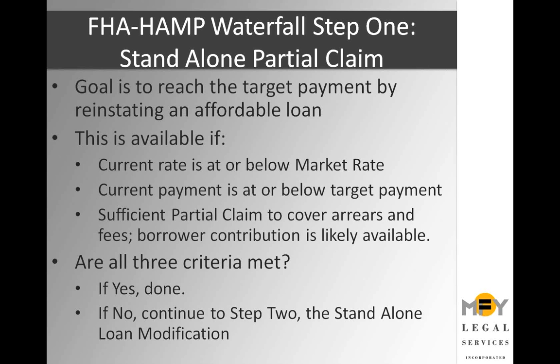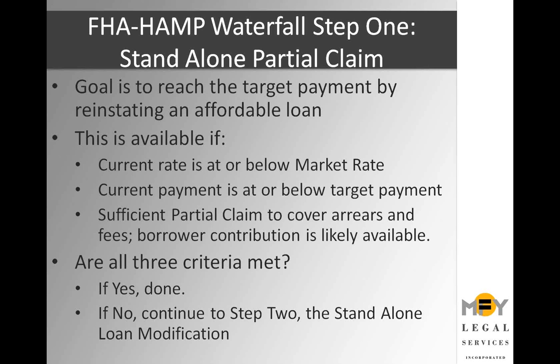The current payment also has to be at or below your target payment, basically meaning that it's affordable under that calculus that was just laid out on the previous slide. And there also has to be sufficient partial claim to cover arrears and the fees. And borrower contribution is likely available here. So basically that means that the arrears and fees can't exceed 31% of your unpaid balance at default unless the borrower has money to cover that difference. If all three of these criteria are met, then a partial claim is issued, basically principal forbearance, and the loan continues as it was, just reinstated.